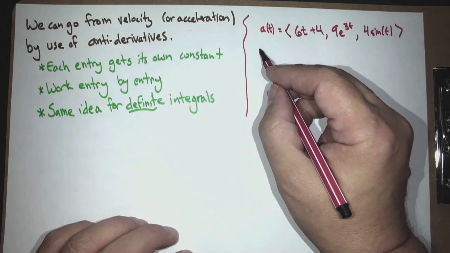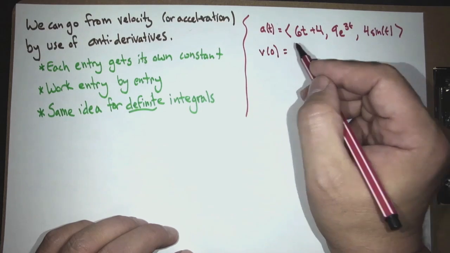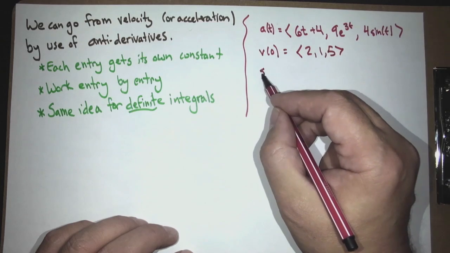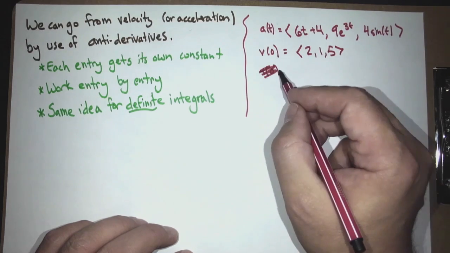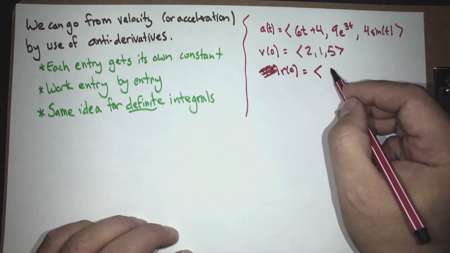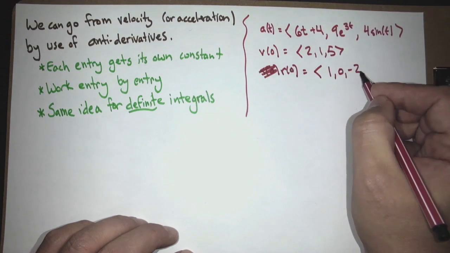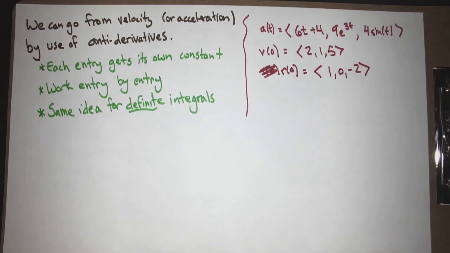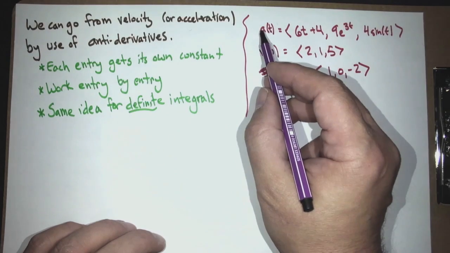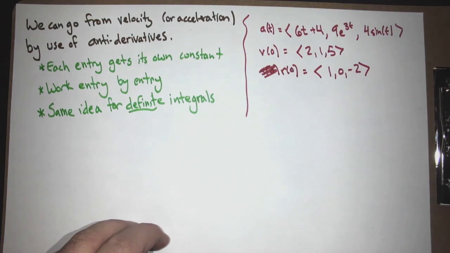And we have some initial information. Let's suppose we know that at time 0 our velocity is 2, 1, 5. And at time 0 our position, which, whoops, not s, that's my other lecture, r of 0, is given by 1, 0, minus 2. And now I ask, what's r of t? So we just work our way up, one level at a time. We integrate. First we go from acceleration to velocity, one layer.